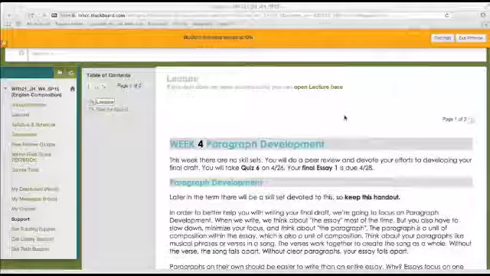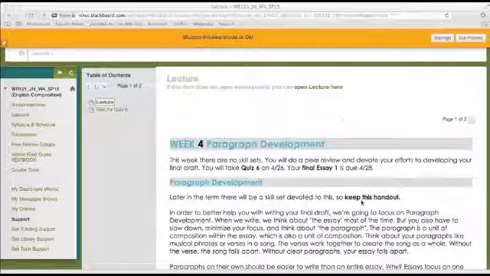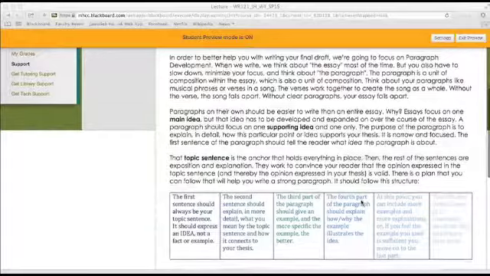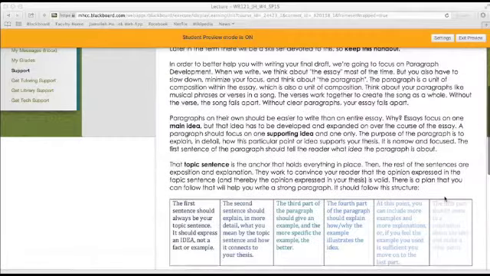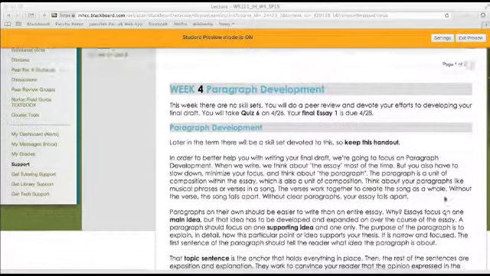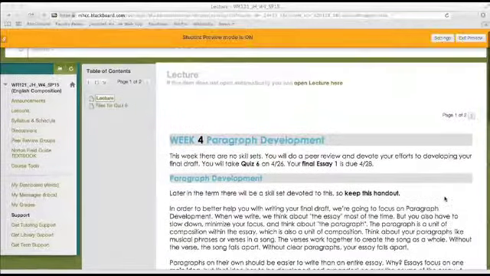Here we are in week 4 talking about paragraph development, where we have our handy little chart down here detailing a kind of loose structure or format I want your body paragraphs to take. However, during this video, I want to talk about something that we brought up last week, and that's how you want your essays to be insightful.